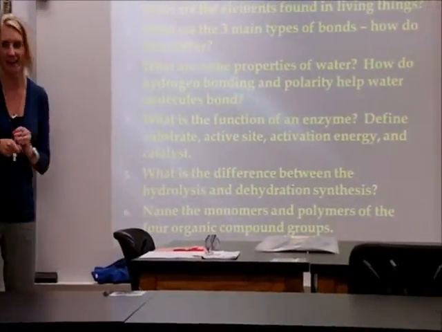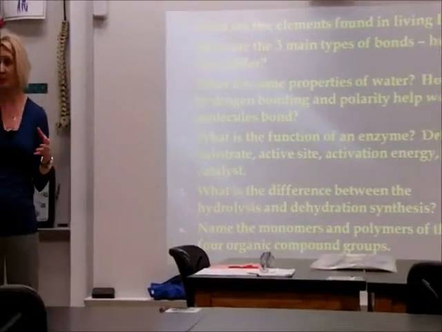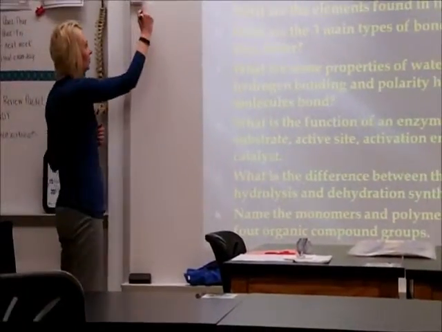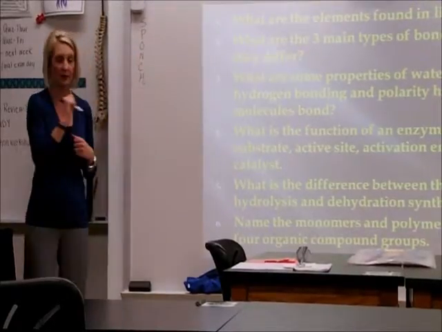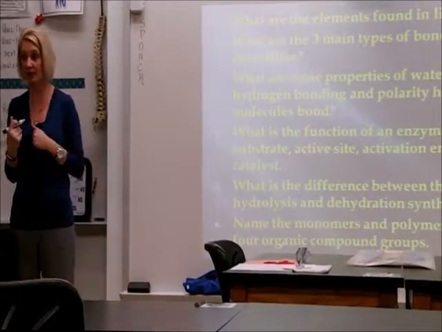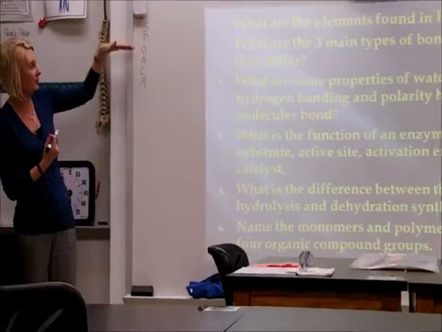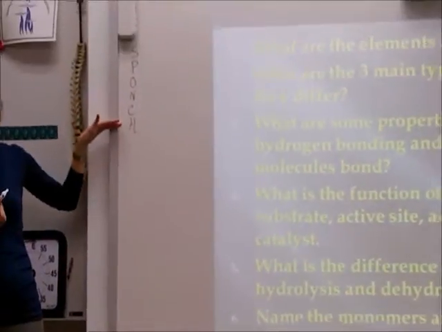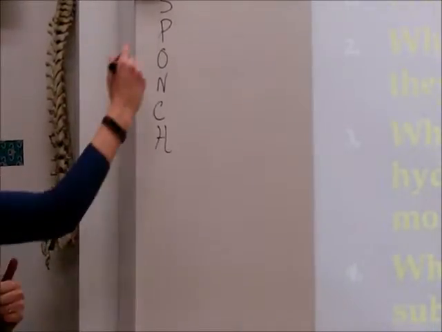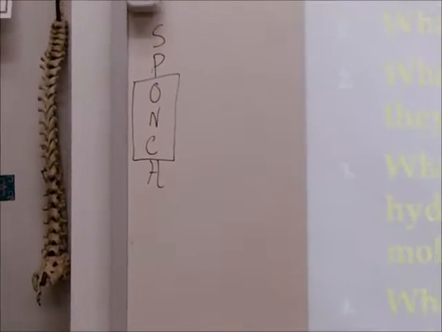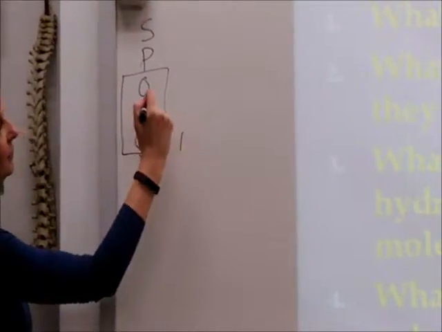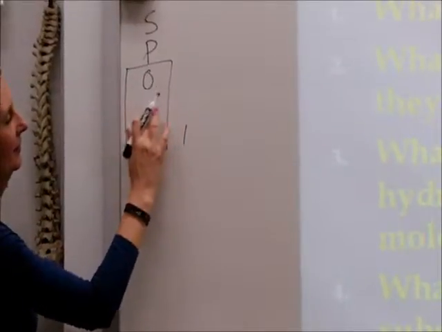All right, so in my class, we talk about something called the SPONCH elements. I'm not sure if you talk about them in another class, but these are the main elements found in living things. Sulfur, phosphorus, oxygen, nitrogen, carbon, and hydrogen. Sometimes you may see that as an acronym, CHONPS. I just use the word SPONCH. These three right here are the most important elements found in living things.